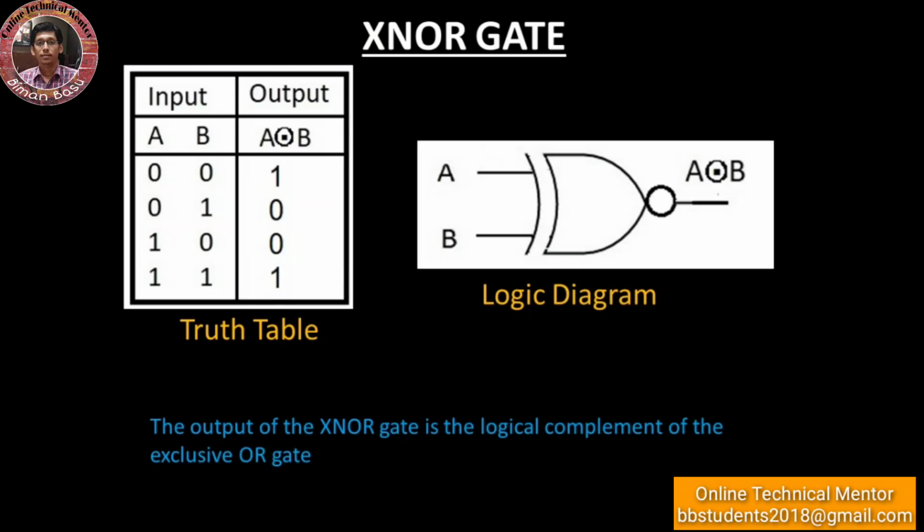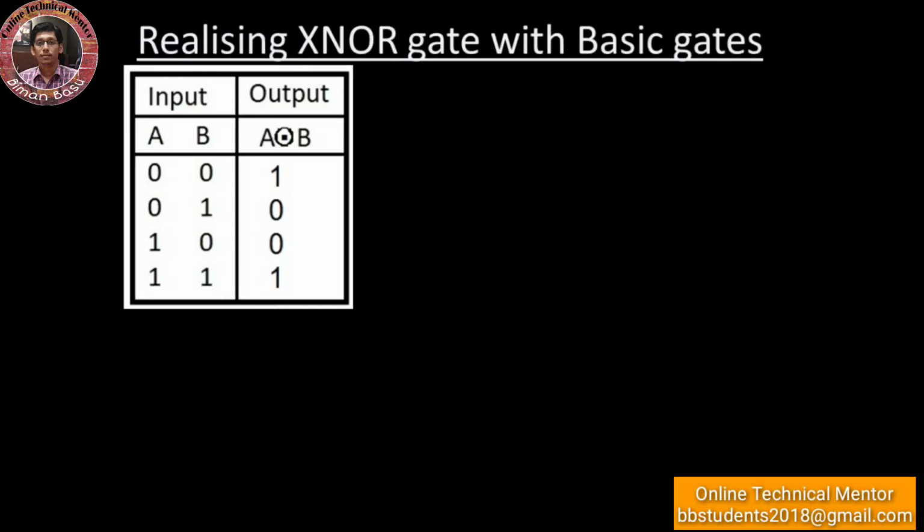Just draw the XOR gate and attach a circle in front of it. So you will get A XNOR B, where XNOR is represented by a dot within a circle. This gate can also be realized with basic gates only. Check. So this is the logic gate. So this is the truth table of XNOR gate. Again, we have to consider the high output.